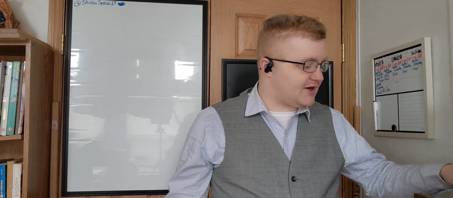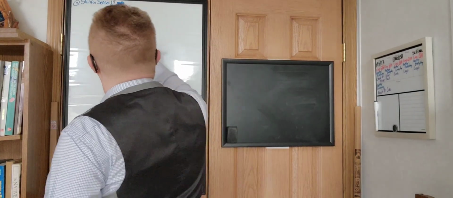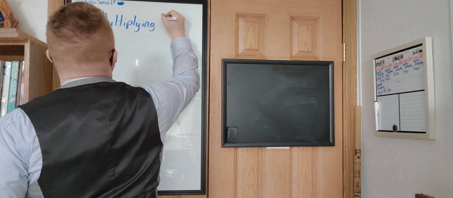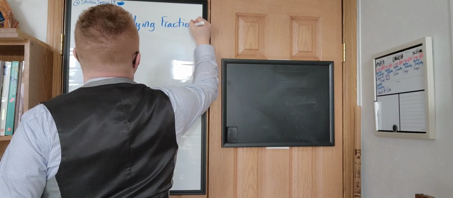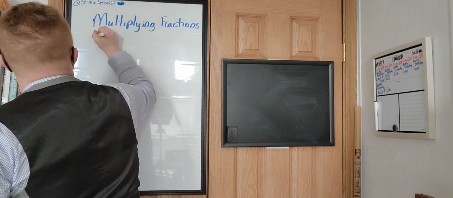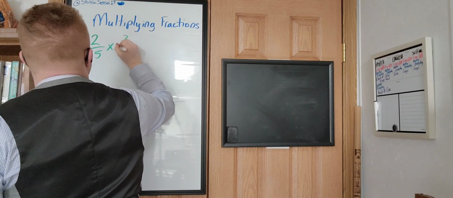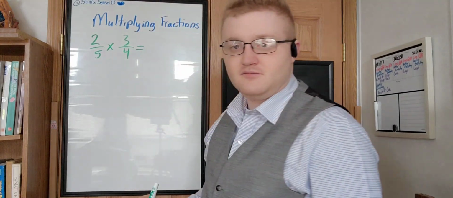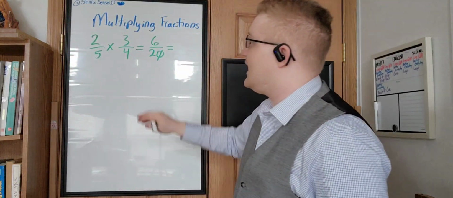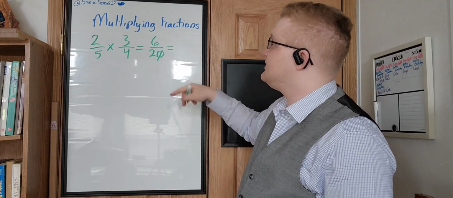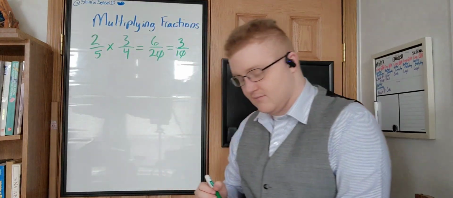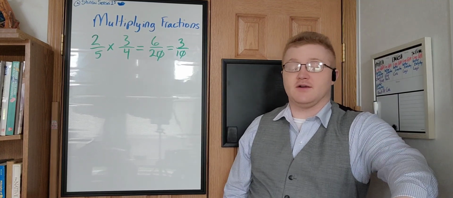Okay? So multiplying fractions is simple. You multiply all the way across the board. So I'm going to write up here that we're multiplying fractions. Okay? So if we're multiplying fractions, you multiply across the board. So let's say 2/5 times 3/4, right, is going to be 6/20. And that's not a simplified fraction because these numbers can both be divided by 2. So then it's 3/10. And that's multiplying fractions. It is very, very simple.